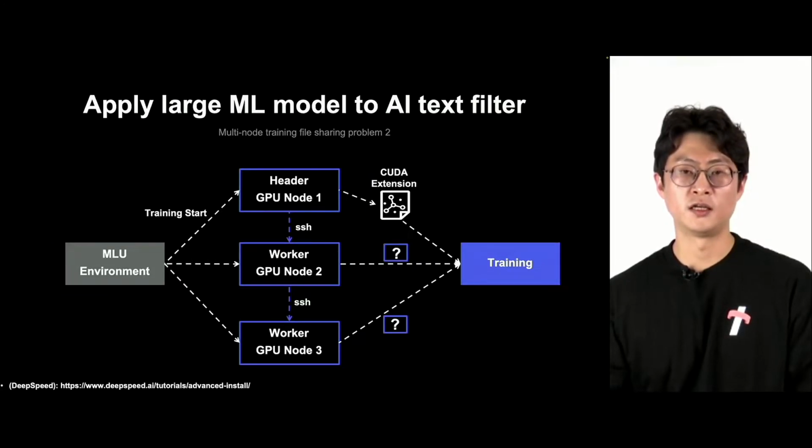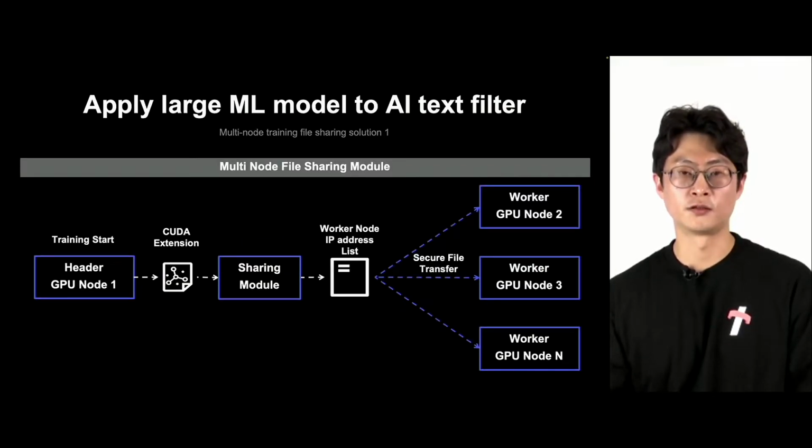Well, when we expand it to multi-node, training begins at the header node, and when the worker node receives the signal that the training has begun, the training begins in parallel. But at the header node, the CUDA extension file is created, and it does not get sent to the multi-node. If we simplify this problem, we can go into each server and create CUDA extension files, so people might think that this is a simple resolution. But as the number of worker nodes increases, this will become a very inefficient method.